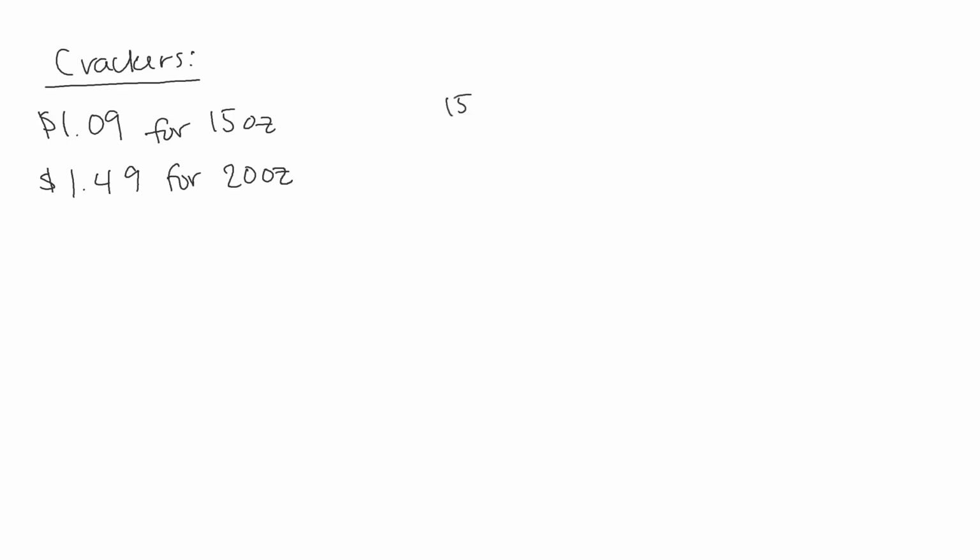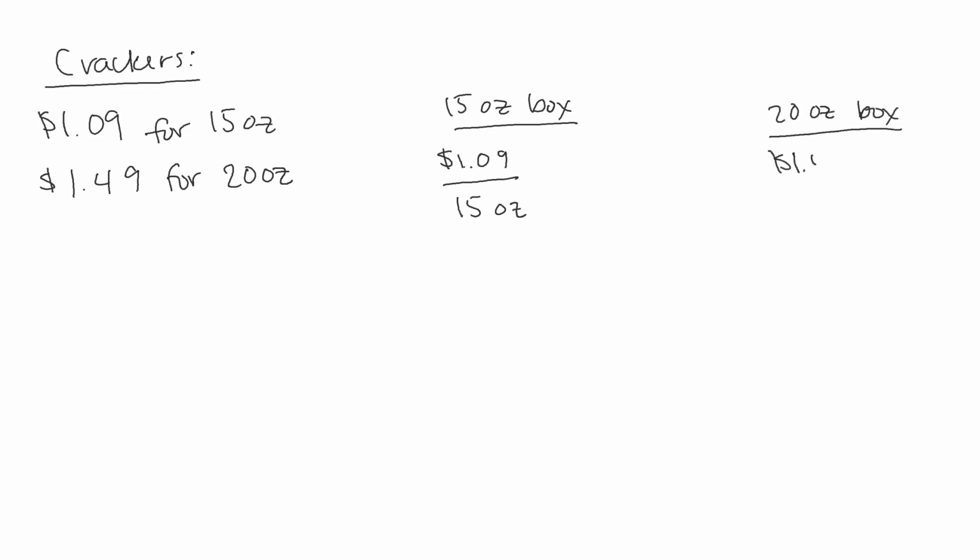So let's look at the 15-ounce box of crackers. We take the cost, $1.09, we divide it by the ounces. And then we're going to do the same thing for the 20-ounce box. We get $1.49 for 20 ounces. So we find each unit price. Let's see, $1.09 divided by 15, $1.49 divided by 20. So for these, I'm going to go out a few decimal places. I want to write this out so we can kind of look at it.